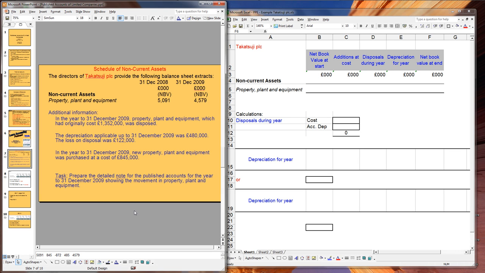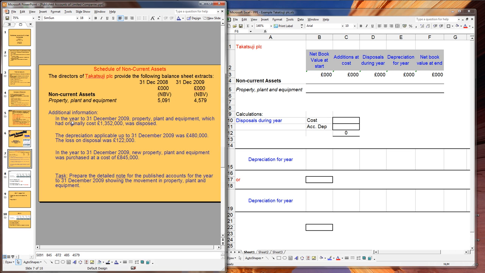We've got the directors of Takasuji PLC providing the following balance sheet extracts, for the end of 08 and the end of 09. You've got values given there in thousands as well, so 5,091,000, 4,209,000 and so on. Have a read of the bullet points, the paragraphs there, and let's see how we would approach this.